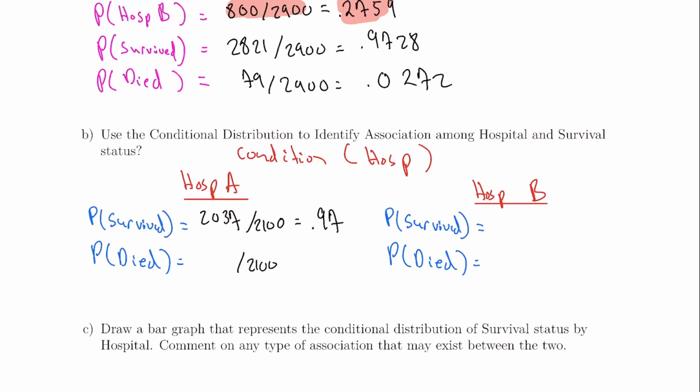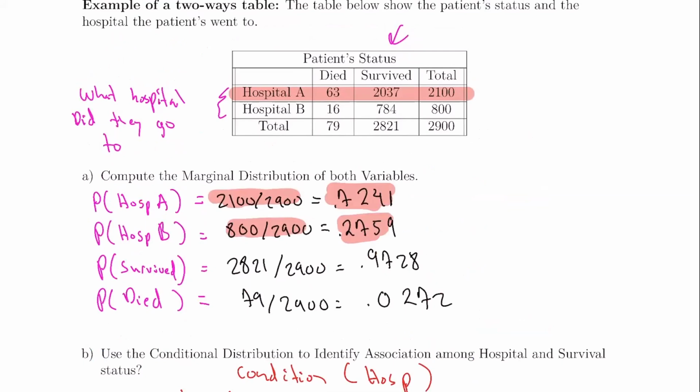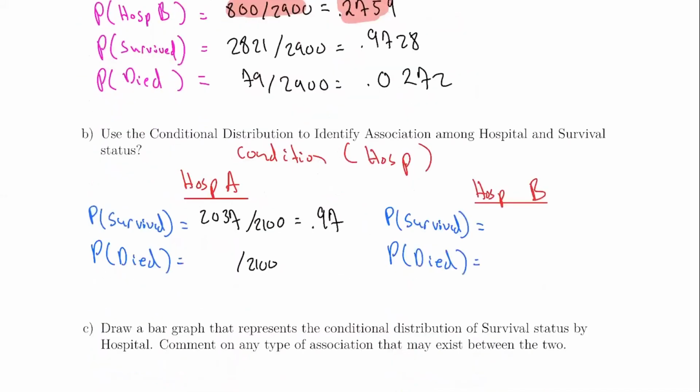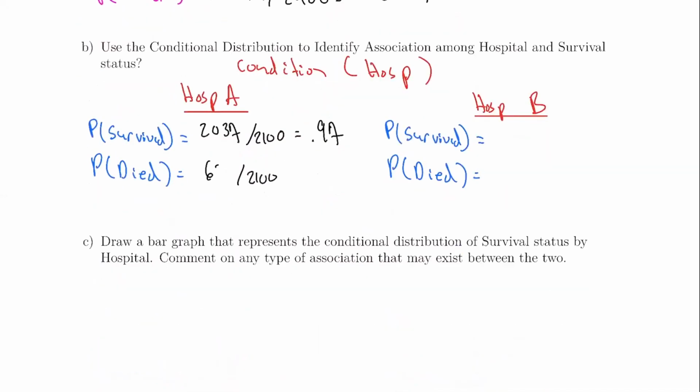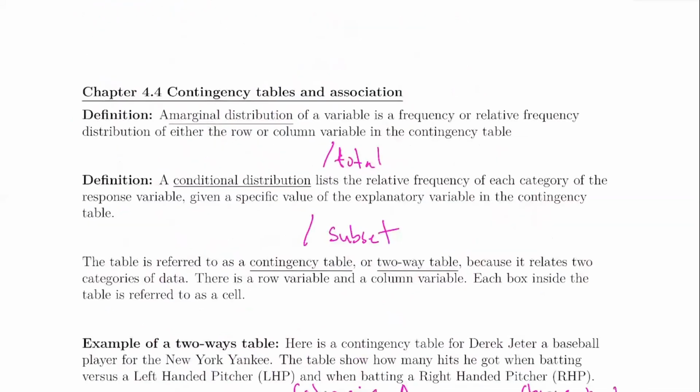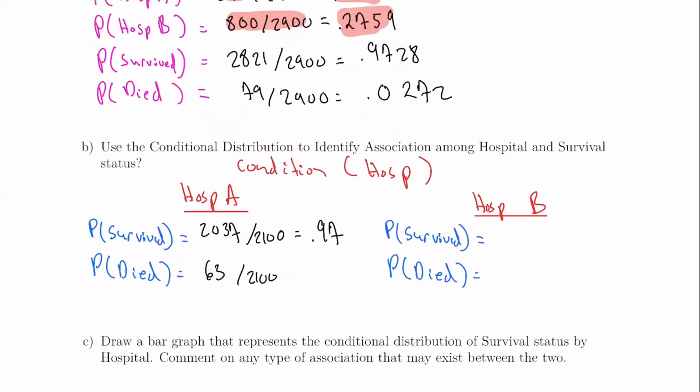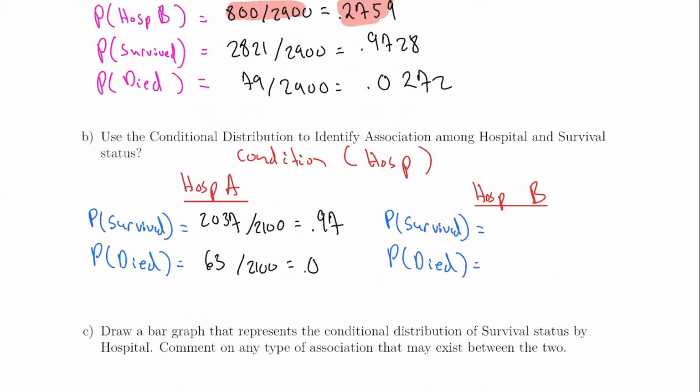All right, so now let's do that for people who went to hospital A. How many of them died? So if I go over here, how many total people that went to hospital A died? 63, perfect. So right here, we'll put 63 out of 2,100. So we'll say 63 divided by 2,100. And what do we get? Good. Sorry about that. So you get 0.03.